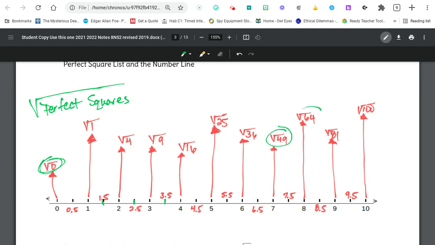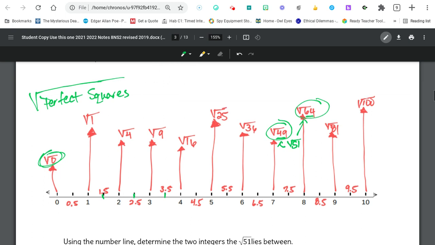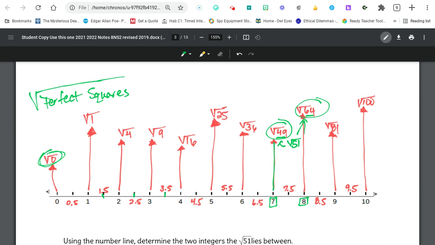Well, I know the square root of 51 lies between these two square roots, because 51 is between the perfect square of 49 and the perfect square of 64. So the square root of 51 is somewhere in between these two, because 51 comes after 49 but before 64. That tells me that the square root of 51 is in between 7 and 8. It has to be, because square root of 49 is 7 and the square root of 64 is 8. So the square root of 51 has to be between 7 and 8, because it's in between the square root of 49 and square root of 64.